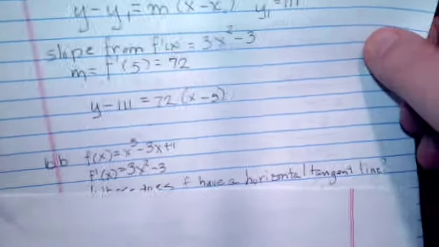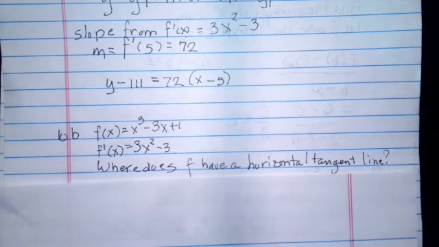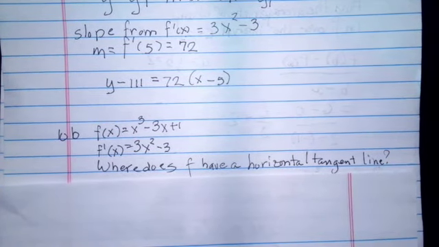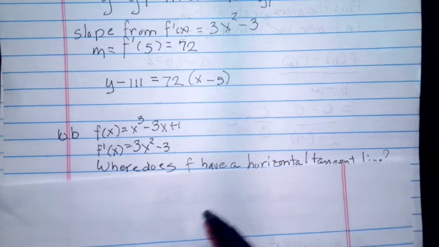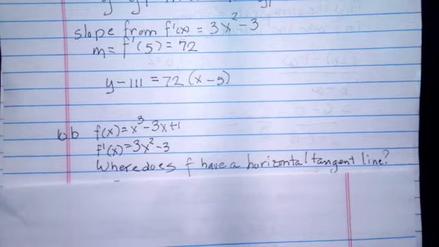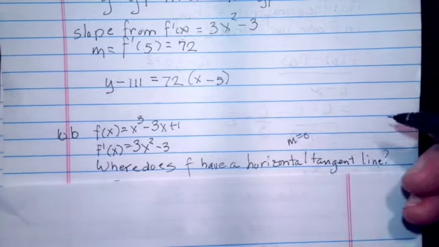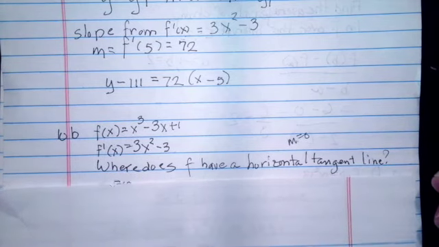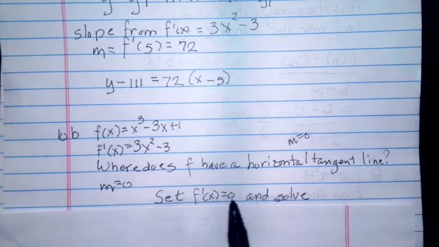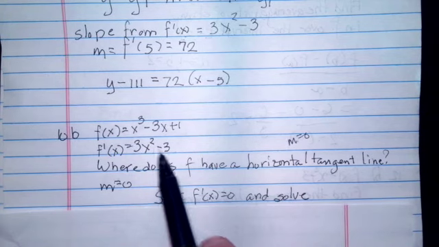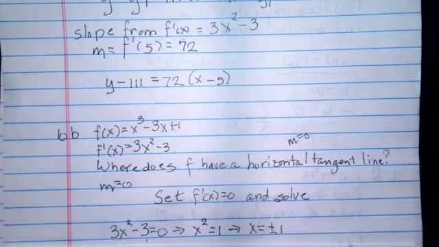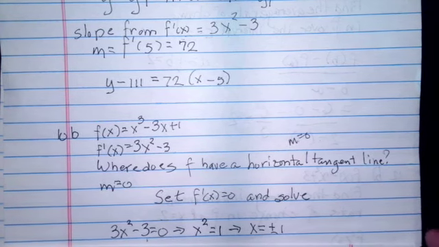For the next part, we're asked, where does f have a horizontal tangent line? And we're asked for the x value specifically. So when I see horizontal tangent line, I see horizontal line, and I think slope equals 0. That means the derivative equals 0. So we're going to set the derivative equal to 0 and solve. So 3x squared minus 3 equals 0. We can add a 3 to each side, divide by 3, we get x squared equals 1. That tells us x equals plus or minus 1.